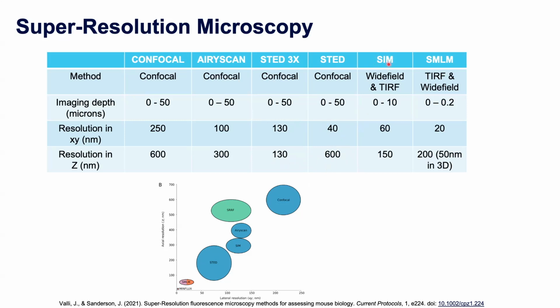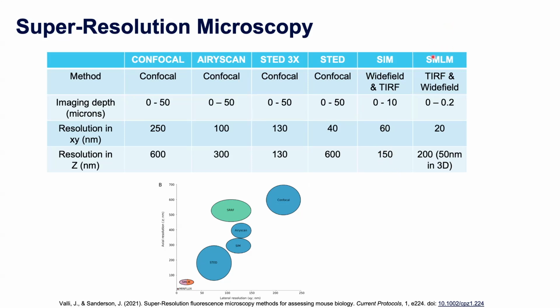The next approach is structured illumination microscopy. This is either a wide field or TIRF-based technique. So again, the best imaging is going to happen very close to the cover slip. Companies are quoting down to 60 nanometer resolution with some fairly extreme post-processing, and it will bring you down to about 150 nanometer resolution in Z.